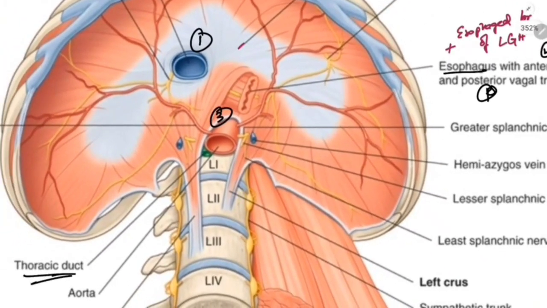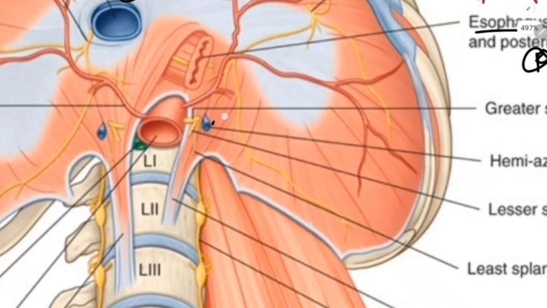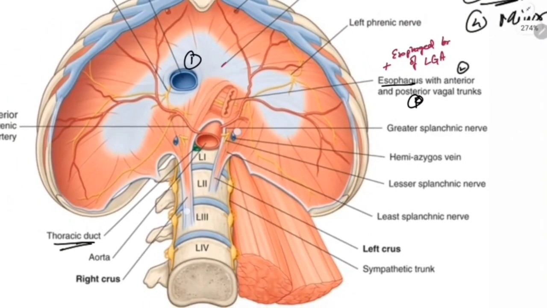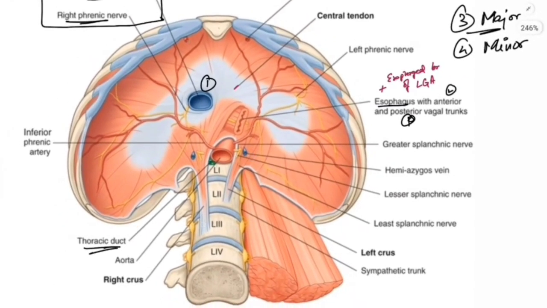So aortic openingல மெயினா பாஸ் ஆகக்கூடிய மூணு ஸ்ட்ரக்சர் என்னன்னா? It is aorta, thoracic duct and hemiazygos vein. Hemiazygos vein இந்த இமேஜ்ல பாத்தீங்கன்னா it is piercing through left crus of diaphragm. So this is about the three major openings. Minor openings 4 எங்கெங்க இருக்கு அப்படின்னு பார்ப்போம்.